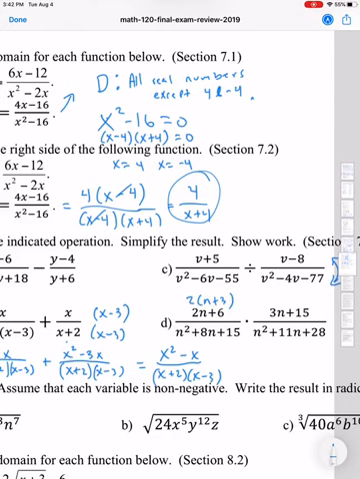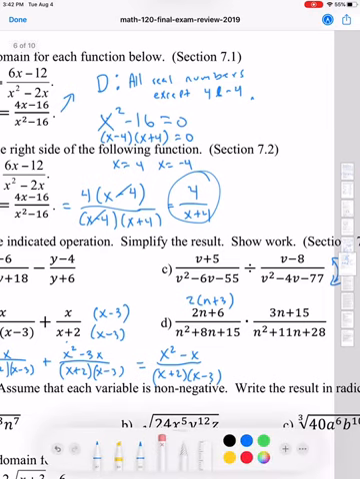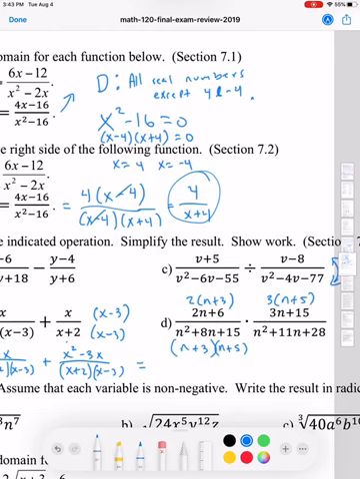You factor out a 2. The bottom, I'm going to factor out factors of 15 that the sum is 8. N plus 3, n plus 5. 5 times 3 is 15. 5 plus 3 is 8. Factor out a 3. The bottom, in order to factor, you need to find factors of 28 that the sum is 11.